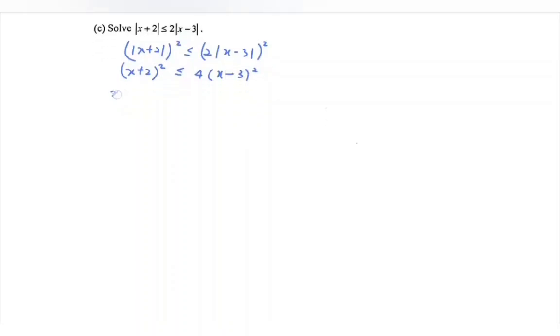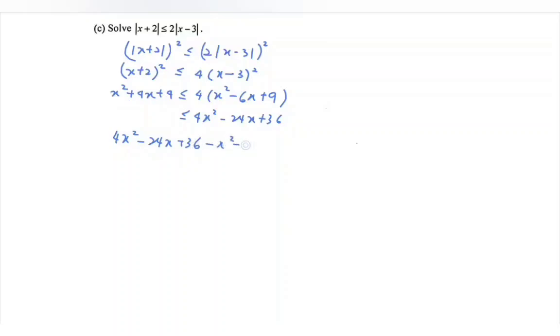Next, expand the situation. We have x^2 + 4x + 4 less than or equal to 4(x^2 - 6x + 9). So we have 4x^2 - 24x + 36. So rewrite the situation. We have 4x^2 - 24x + 36 - x^2 - 4x - 4 greater than or equal to 0. So 3x^2 - 28x + 32 greater than or equal to 0.